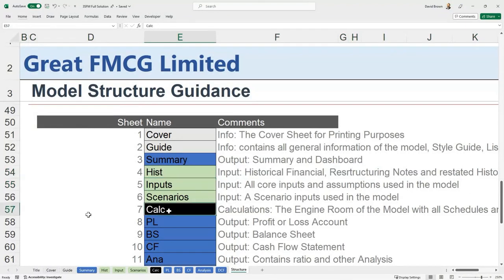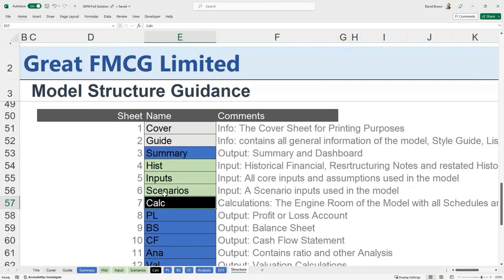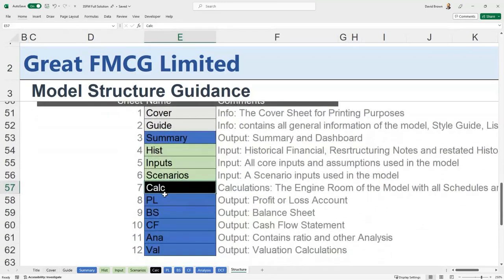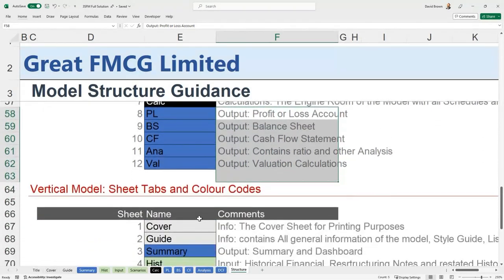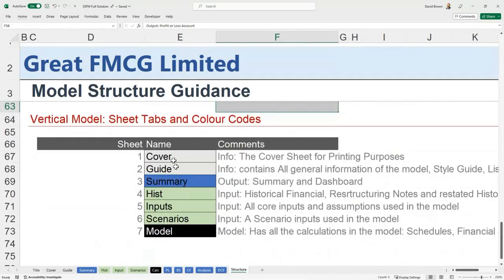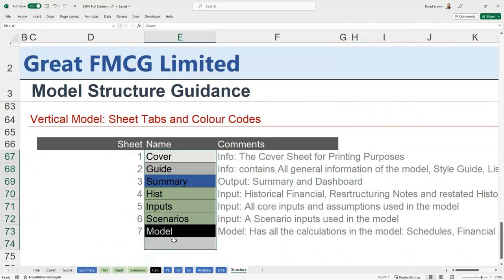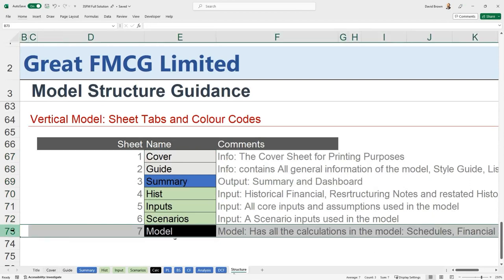So look at this. This is your horizontal model, right? Horizontal because your P&L, your balance sheet, your cash flow, your analysis, all your outputs are in separate sheets. That's what we'll call a horizontal model. But there's another kind of model structure, the vertical model. I like the vertical model when it comes to writing exams. I'll give you a secret. If you want to write your exams fast, I'm going to tell you about the exams very soon, you should build a vertical model because it's faster, because all your outputs and calculations are in one single sheet. But this one I'm showing you here is a horizontal model.